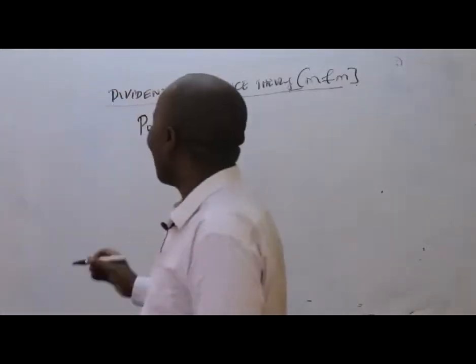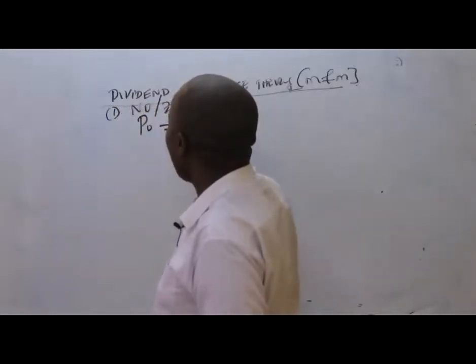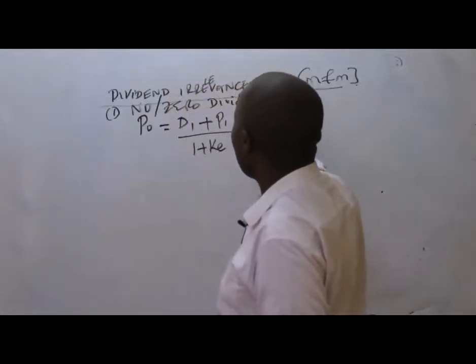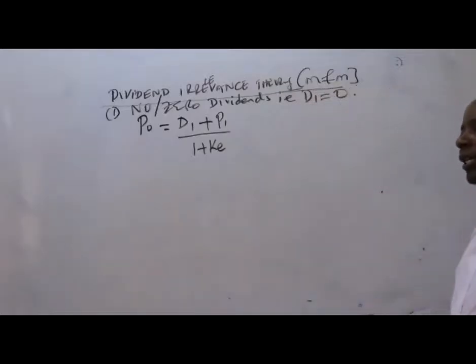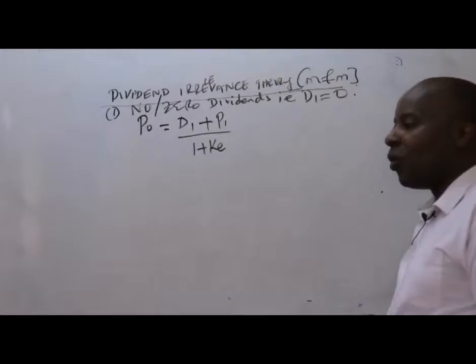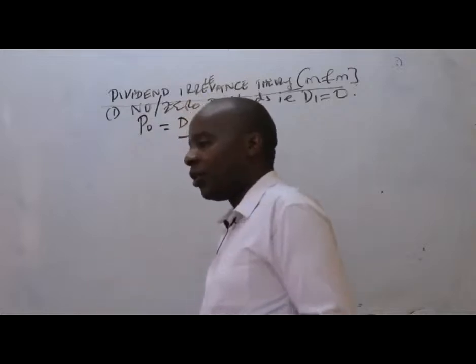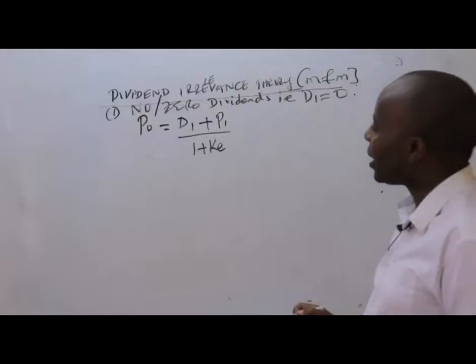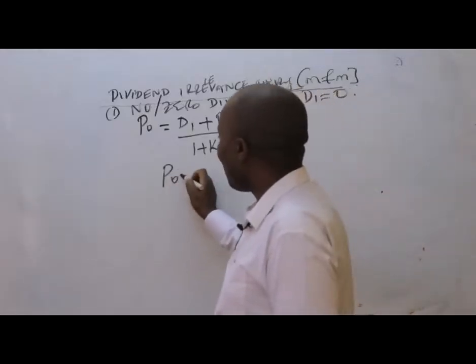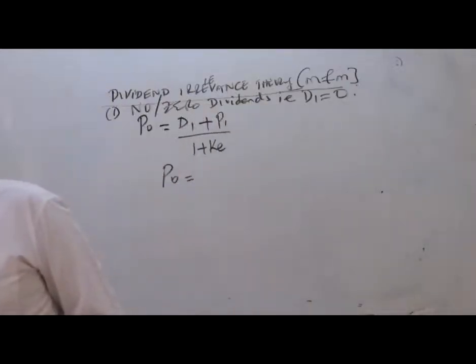So we look at Roman 1. Remember Roman 1, no dividends, zero dividends, i.e. D1 equals 0. So then if that is the case, ladies and gentlemen, remember in this question, they have already given me P0.